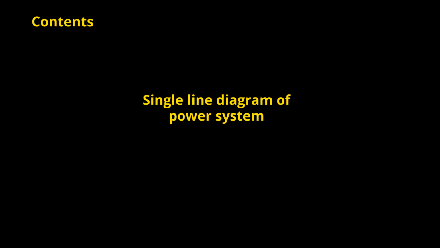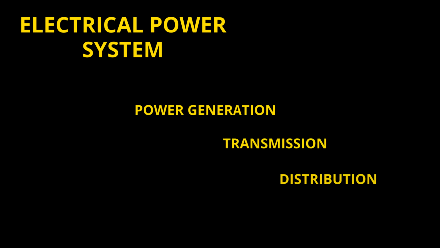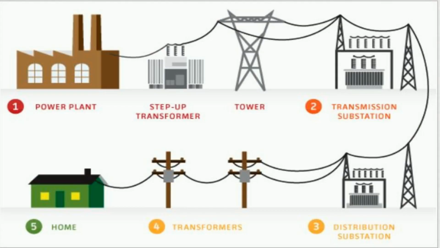Contents for this lecture is how to draw a single line diagram of a power system from generation to distribution. We will see in this lecture. Electrical power system deals with the principles of power generation, transmission and distribution of electrical energy to the consumers on economical basis. In short, we can say that whatever the power is generated is to be supplied to the consumers in a reliable and economical manner.